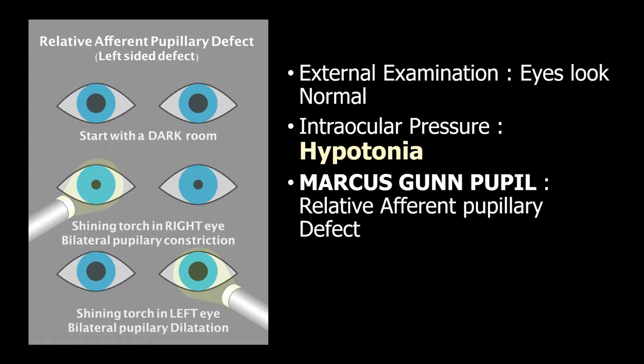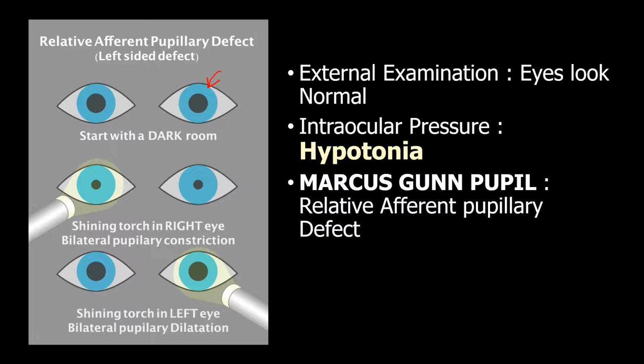We already know that, for example, in this case, if the left eye actually has the retinal detachment, what happens is that on your swinging flashlight test, when you shine the torchlight on the right hand side or on the right eye, there will be bilateral constriction of the pupil. However, when you bring the light back onto the left eye, you will see that instead of constricting, the pupil is going to start dilating, right?